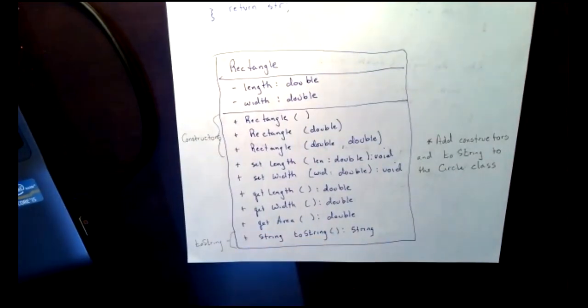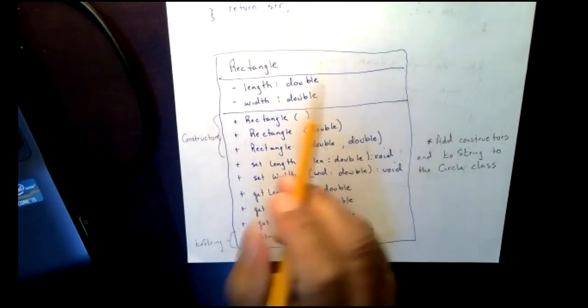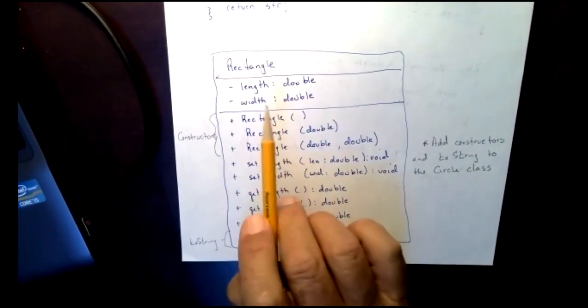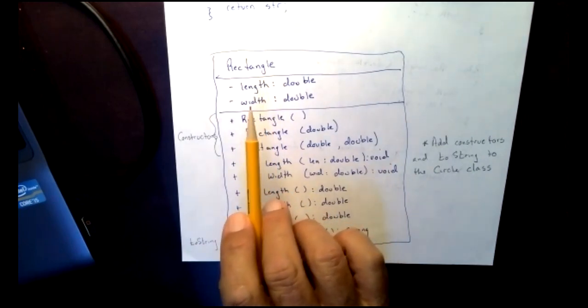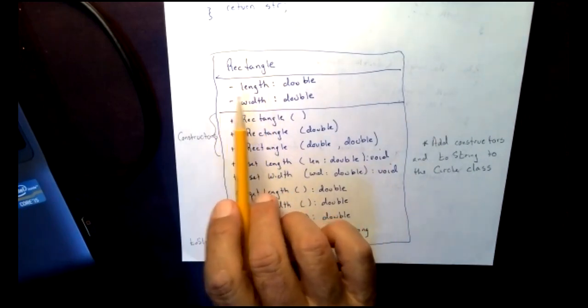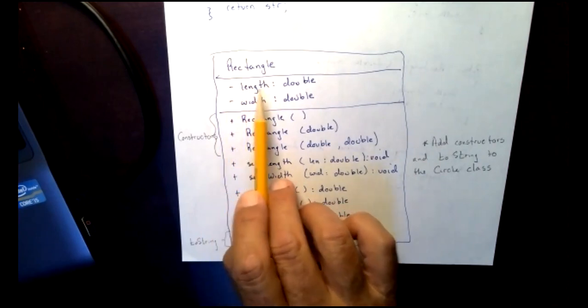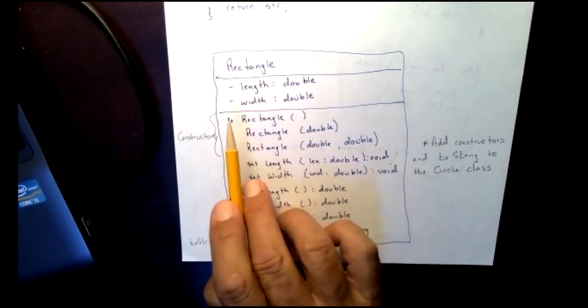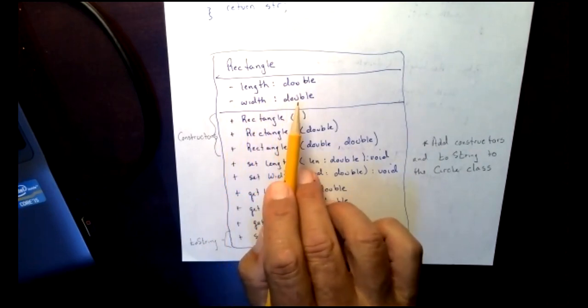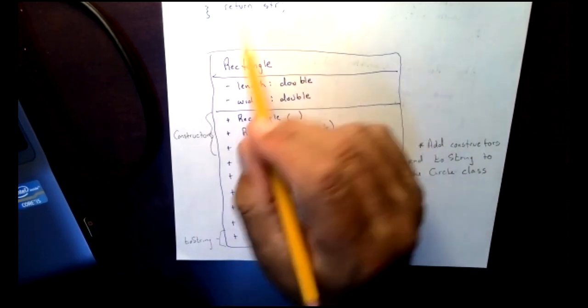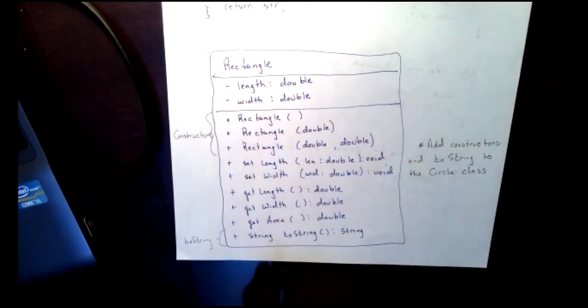I have a giant rectangle. First line of my rectangle is the name of the class, rectangle. The second is my fields. I put a minus in front of length because I want it to be private. So minus length double, and I have minus width double. That way, if I wanted to develop this class before I typed it, this UML chart is perfect.